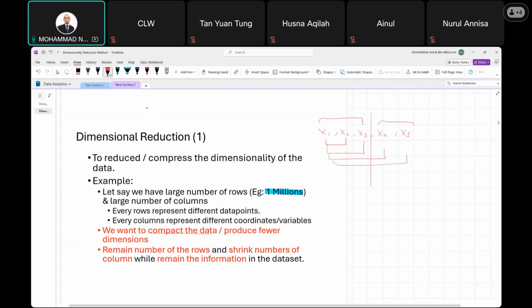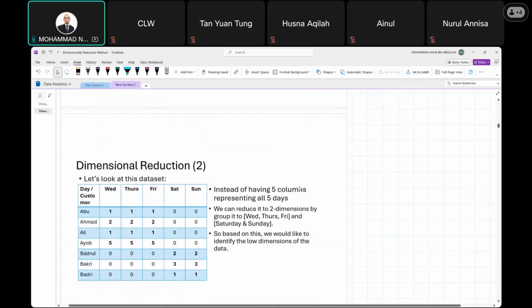So basically, in dimensional reduction, the number of rows will remain, and we want to shrink the number of columns, right? So then we still retain the information in the data set. The information will remain.